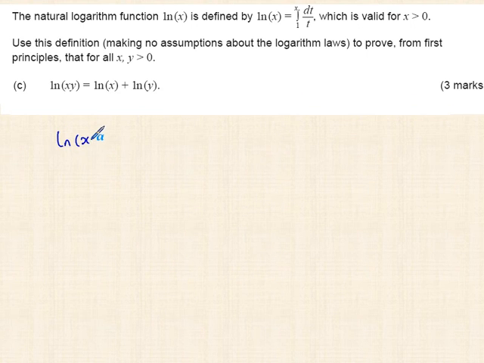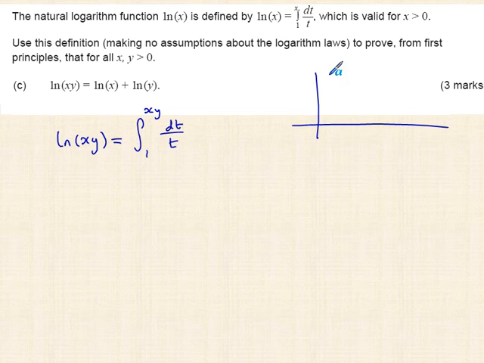So now we have ln xy, which from the definition must be the integral from 1 to xy of dt over t. Let's just think about what this might mean. So we have 1 over t, and we're integrating from 1 to xy. So somewhere in between here, we can assume there's x.